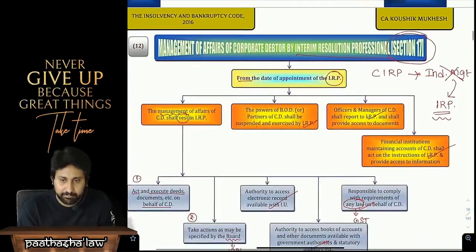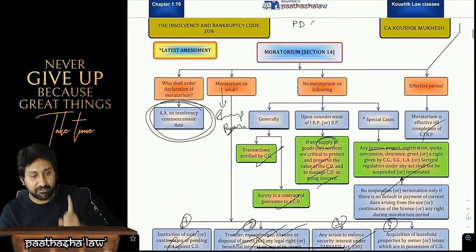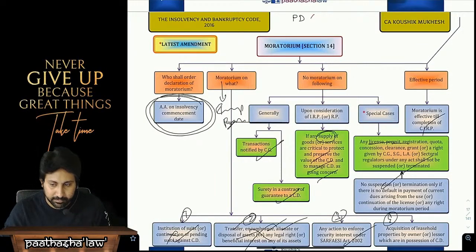Answer completed. Okay. With this, we completed sections 13, 14, 15 and 16 as well. Everyone, please give an answer. Understood the concept clearly? Up to here.